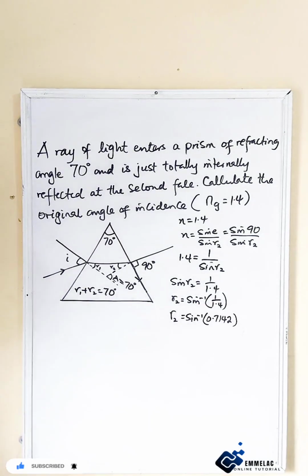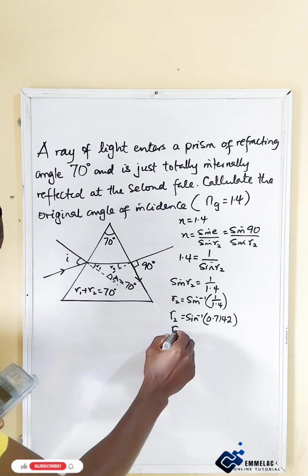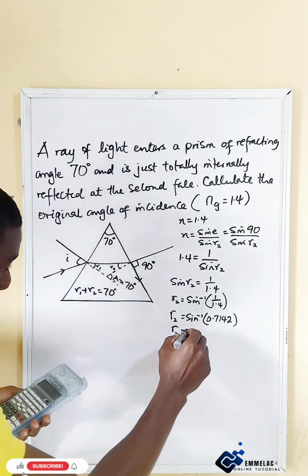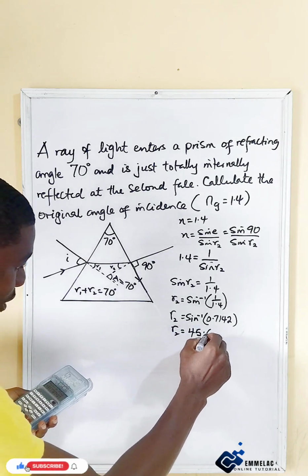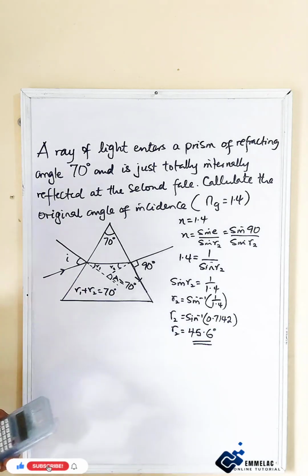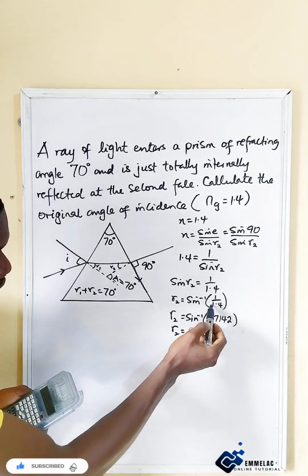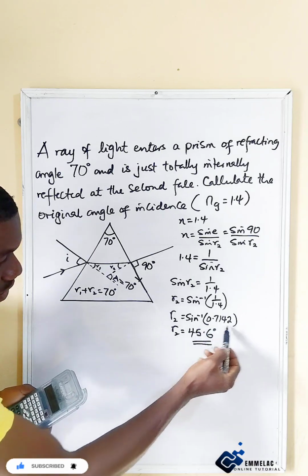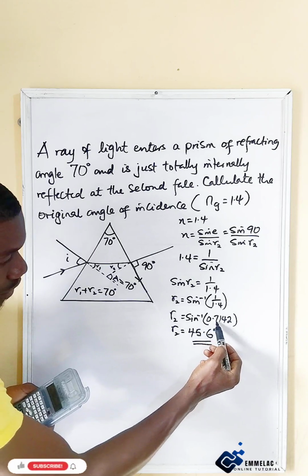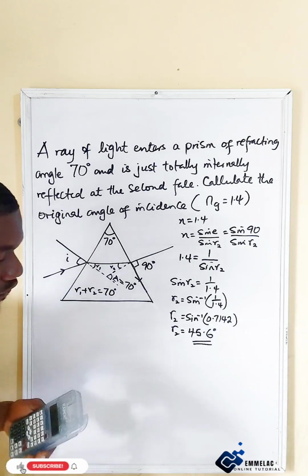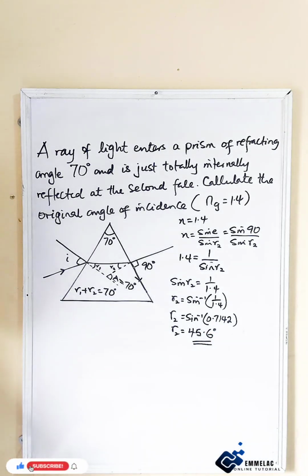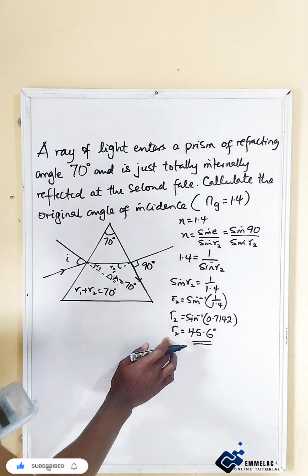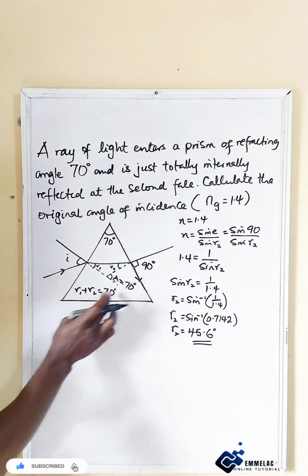So R2 will give us 45.6 degrees. Here 1 over 1.4 gives us 0.7142, and the inverse sine of 0.7142 gives us 45.6 degrees.